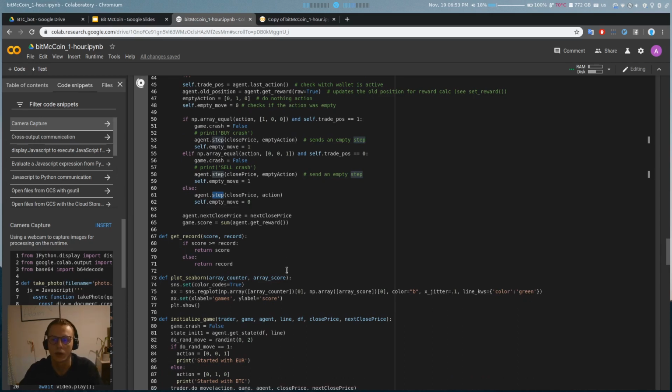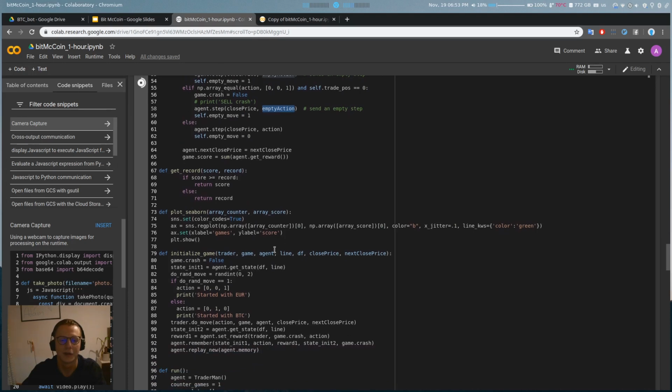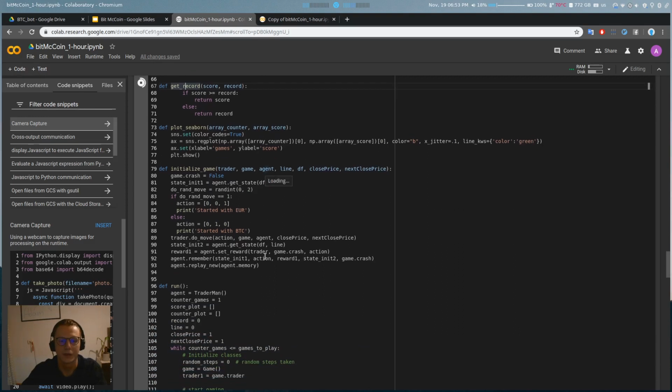Oh, and sends an empty action for game not to crash, because with all my tryings to teach the network not to trade against its wallet, so if the network has Bitcoin, he obviously can't buy more Bitcoin, but still tries to do that. So I just send an empty step, and yeah, that's it. And I don't evaluate those decisions now. Now for the get records, yeah, it just checks the score, not much else.